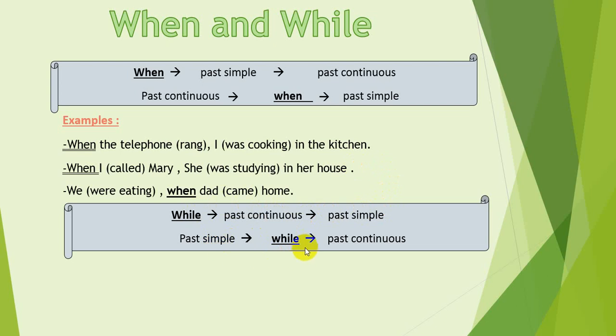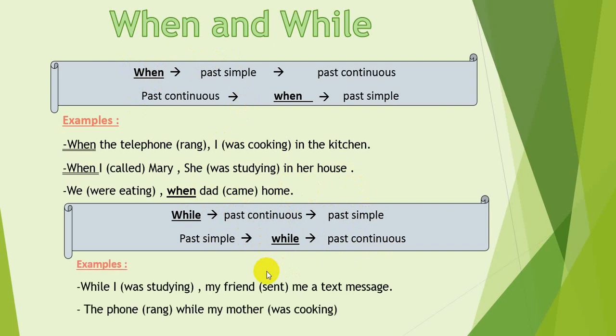Past simple, while, past continuous. What do I notice here? What comes after while? Yeah, the past continuous tense. That's different from when, because after when comes the past simple. Great. So again, while, past continuous, past simple, or past simple, while, past continuous. Let's check the examples together.